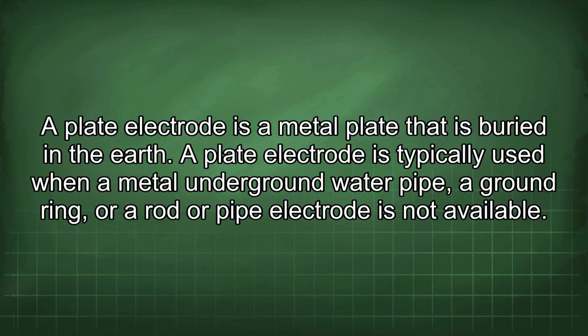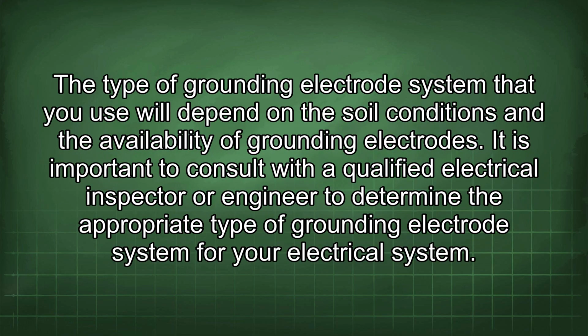A plate electrode is typically used when a metal underground water pipe, a ground ring, or a rod or pipe electrode is not available. The type of grounding electrode system that you use will depend on the soil conditions and the availability of grounding electrodes. It is important to consult with a qualified electrical inspector or engineer to determine the appropriate type of grounding electrode system for your electrical system.